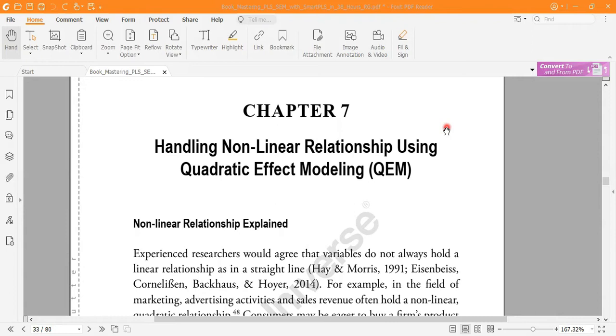Whenever you have a non-linear relationship, how do you analyze this type of data, especially in SmartPLS? That's why I have recorded this video, and this video is completely theoretical. In this, I'm going to introduce you to the concepts of the non-linear relationship and the linear relationship. I will show you some graphs in this video. So now let's start our discussion regarding handling the non-linear relationship, especially the quadratic effect modeling.